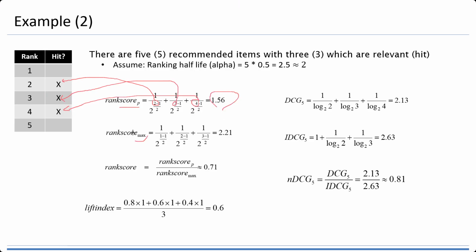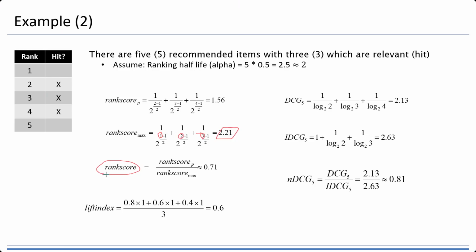What about the maximum? The maximum means that we are going to look at position 1, 2, and 3. The position 1 is rank number 1, the position number 2, and the position number 3. So the result is 2.21.